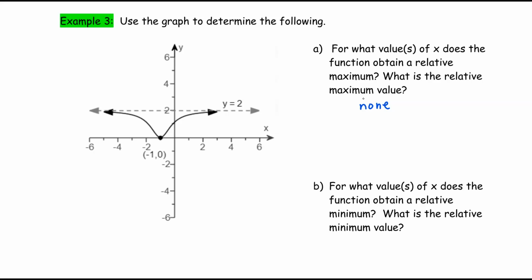There's no maximum point. But there is a minimum point. This is a minimum. So this point here is a minimum, and the value of x for which the minimum point occurs is at -1. And the relative minimum value is the y value, and that is equal to 0.